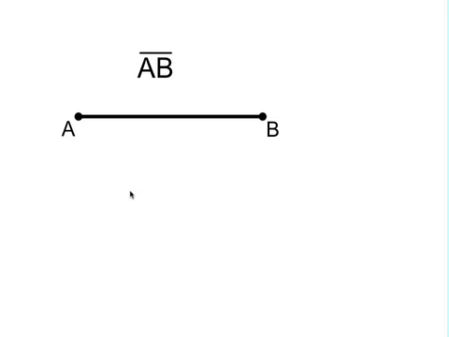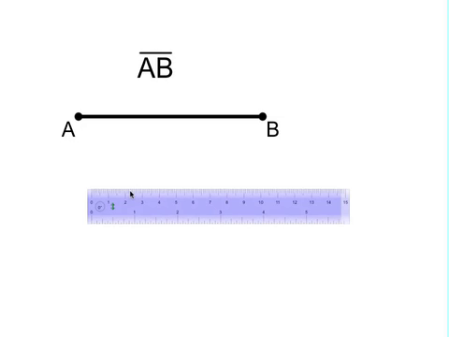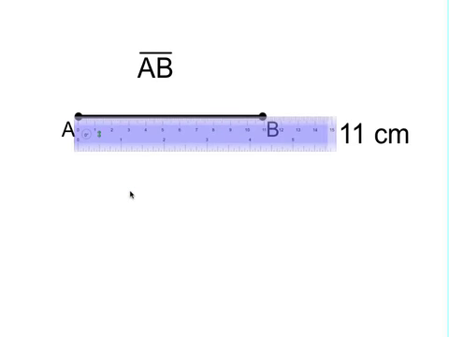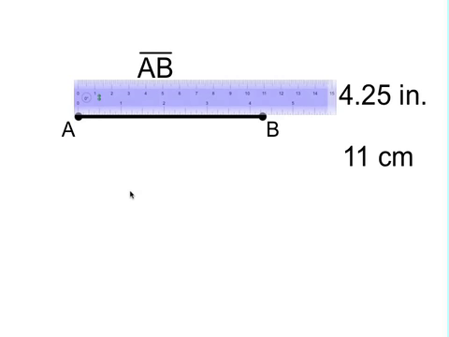Here's a segment with endpoints A and B, so we'll label the segment AB. We can measure the length of the segment with a ruler. We put it up there on one of the endpoints, and we look out towards the other endpoint, and we're estimating 11 centimeters. And then we notice it has another scale in inches, and we get about 4¼ inches.